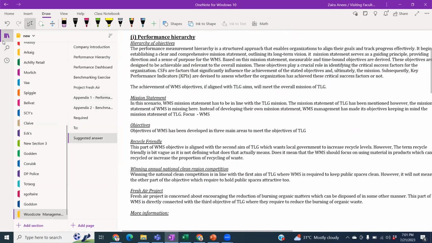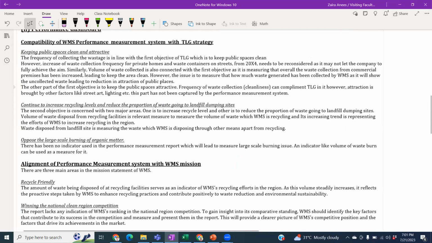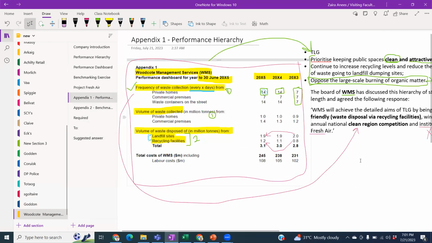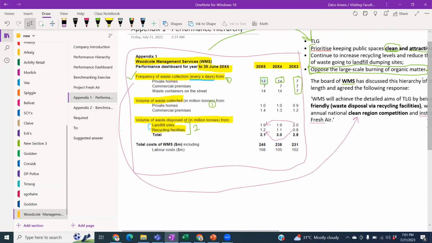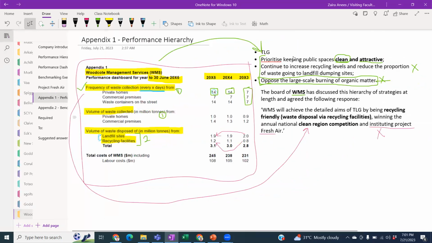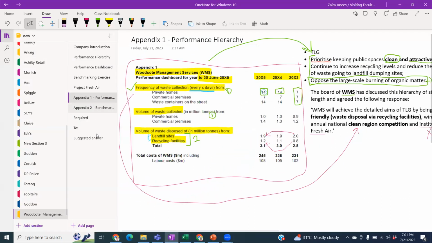Now let's see how we can write it. Just write a very clean, neat and decent presentation. See, compatibility of WMS performance measurement system with TLG strategies, and then with WMS strategy. So this is basically the first part. Keeping public spaces clean and attractive, right? Continue to increase. Now, one thing I forgot to identify here is that nothing about attractiveness has been mentioned. So the cleanliness part has been addressed, but attractiveness has not been addressed. Yeah. That is also missing, right?